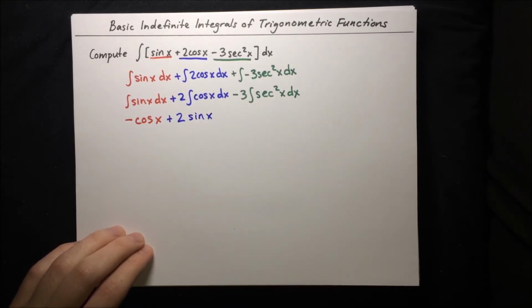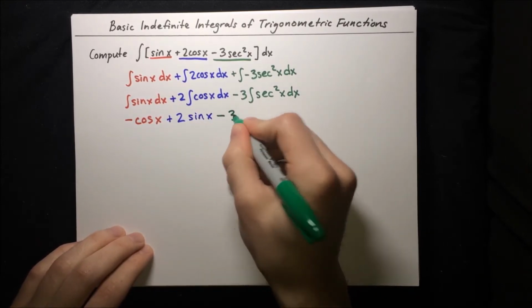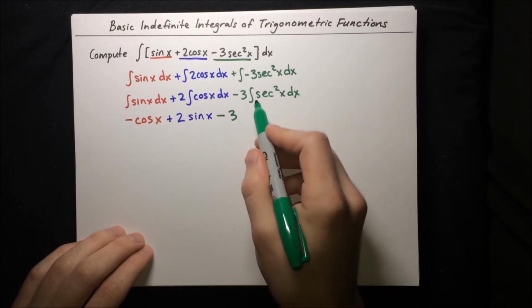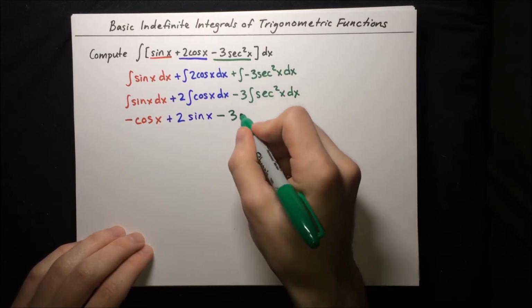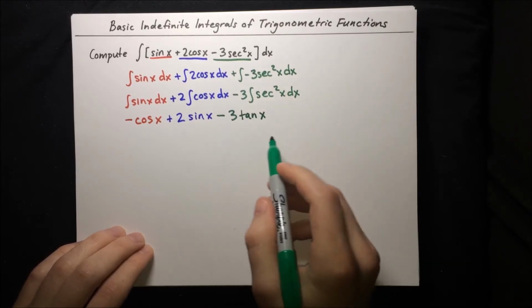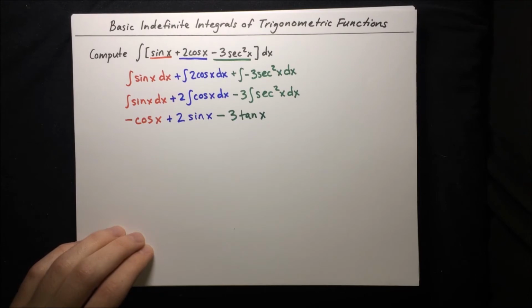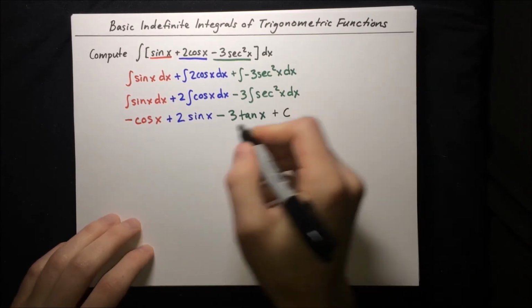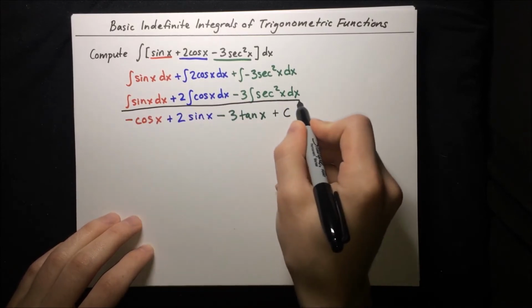And then lastly, minus 3 integral of secant squared x. What gives us a derivative of secant squared x? Well, that's just tangent. So tangent x is our integral. And there we go. Now we're done. Just add our constant of integration at the end, plus c. And here is our indefinite integral.